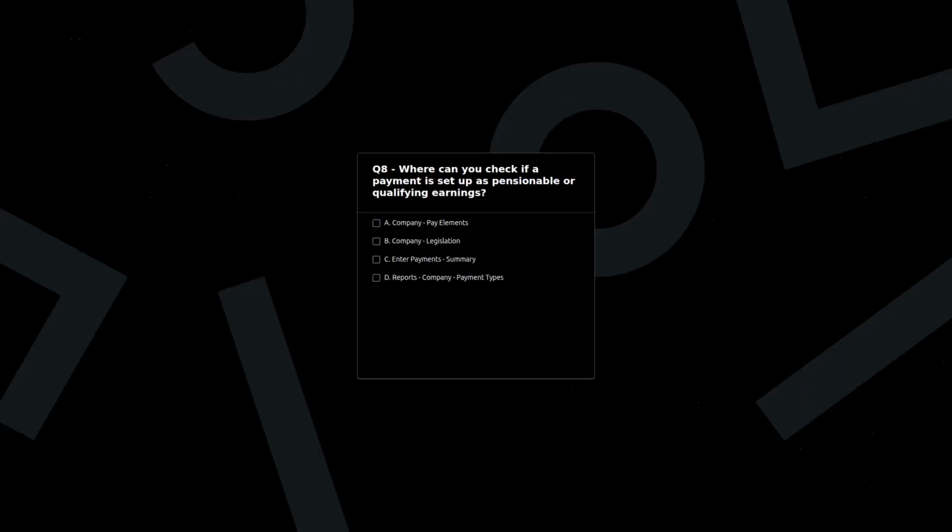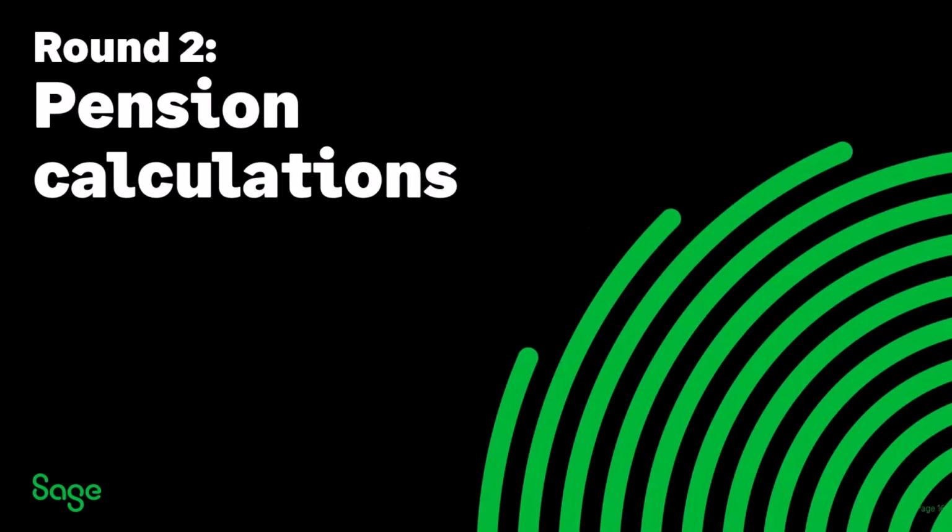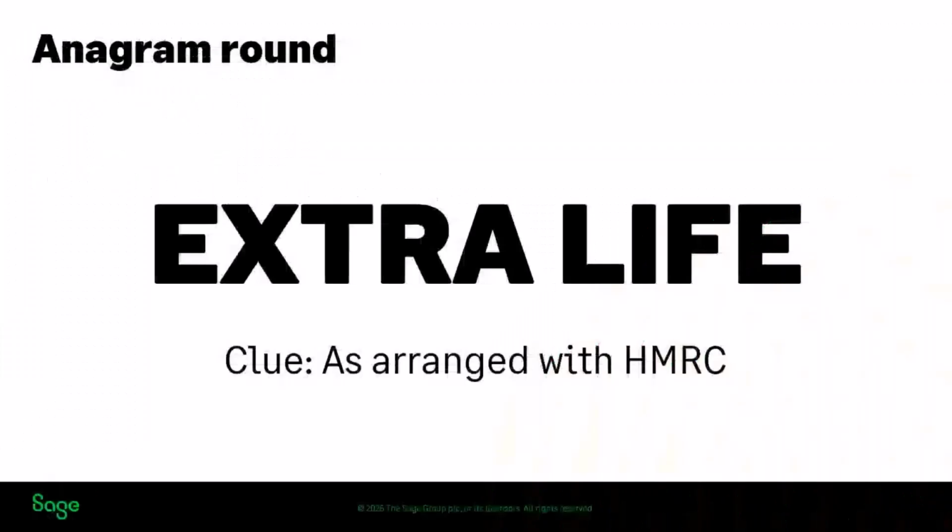Great, and that is the end of round 2. So before we go on to the answers, let's have a look at our next anagram round. So the anagram for round 2 is extra life, and the clue is as arranged with HMRC. Extra life, as arranged with HMRC. So when you work that one out, pop your answer in the Q&A, and we'll let you know who was fastest with the correct answer.